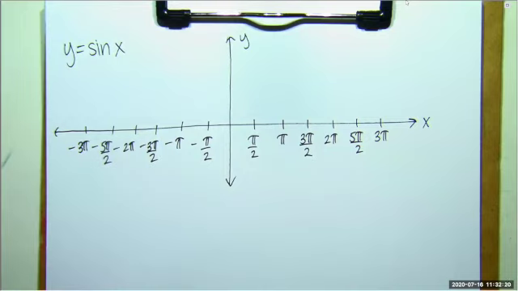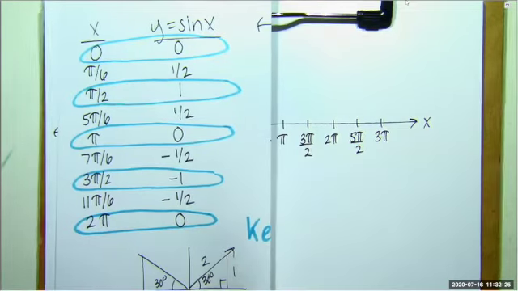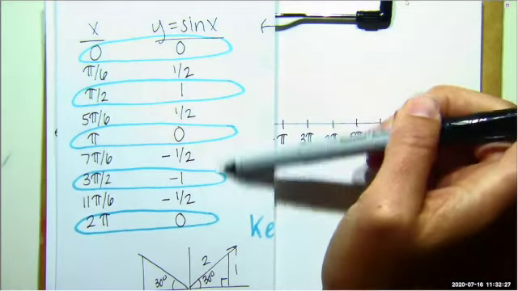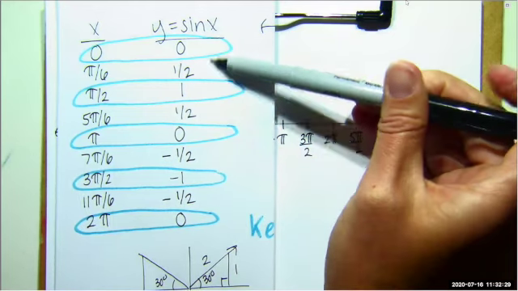Okay, on our y-axis, let's figure out what needs to go on our y-axis. Looking at this chart of values, what's the maximum y value we hit? What's the maximum y value here?